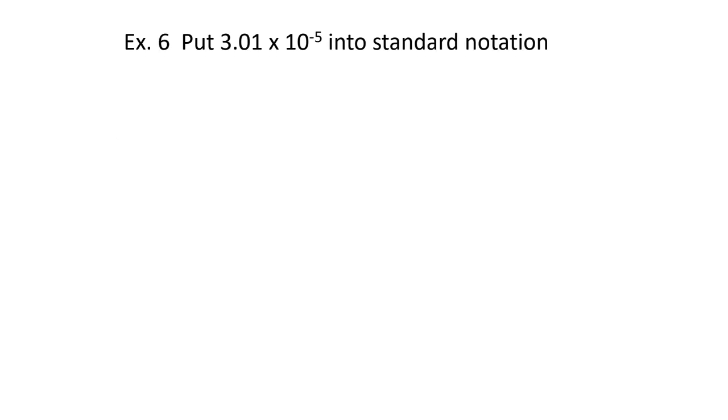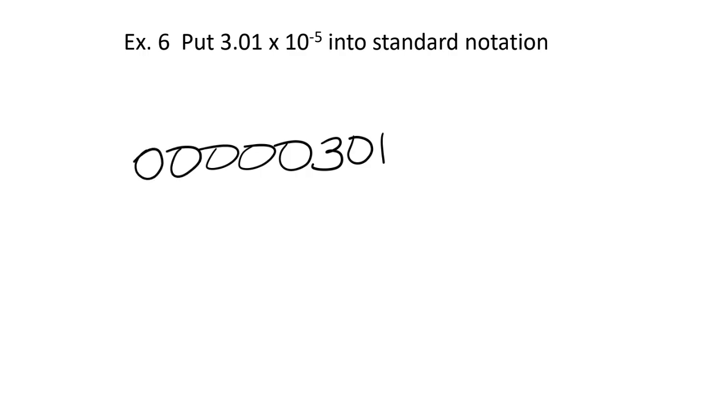Okay, now on this one, we're going to put 3.01 times 10 to the negative 5 into standard notation. So I'm going to write my 301, because you have to include all of the numbers that are in that number before the times 10. So it's 301. I need 5 zeros in front of the 3. So 1, 2, 3, 4, 5. And then I'm going to put my decimal point between the first two numbers. Kind of like we did when we did the opposite. Remember, we counted the numbers provided there was a 0 in front of the decimal? It's the same thing here.